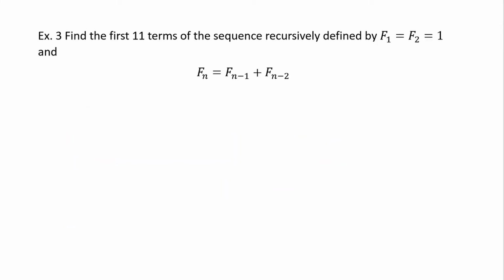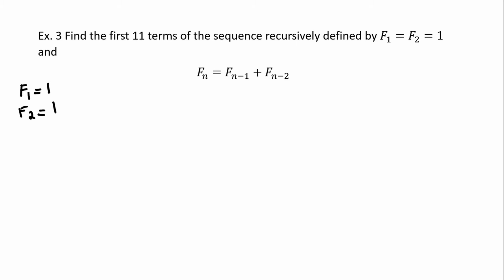Find the first 11 terms of the sequence recursively defined by f sub 1 equals f sub 2, so the first two terms equal each other, and that equals 1, and f sub n is equal to f sub n minus 1 plus f sub n minus 2. So we're given the first two terms, that's a help. F sub 1 is 1. F sub 2 is also 1.